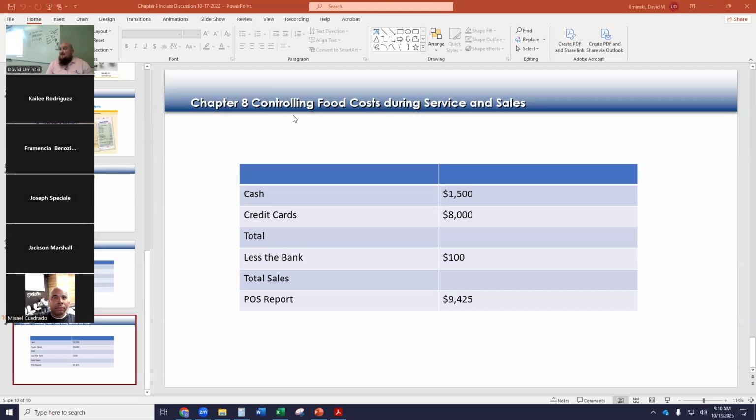Chapter 9 will deal with labor. And then chapter 10 comes back to protecting revenue. So we'll do this cash bank stuff a little bit more in chapter 10, as well as some other ways to protect our revenue.